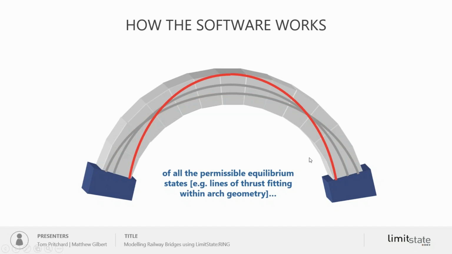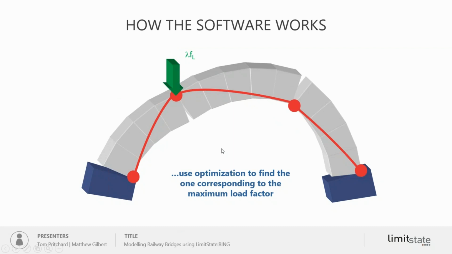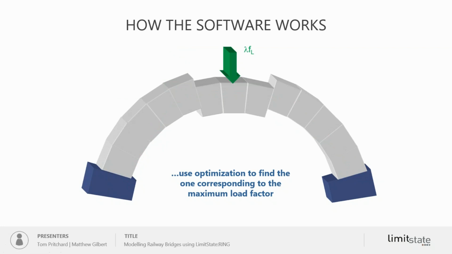But of all those permissible states, we use optimization to find the one corresponding to the maximum load factor. And that also corresponds to the point at which we get a mechanism of failure. And that mechanism of failure could involve 4 hinges, as in the example shown here, or with different material properties, maybe it might involve sliding failure, as shown in the slide on screen right now. So the method is general. It will look at the properties and it will use rigorous mathematical methods to find the critical load factor for your particular set of inputs.